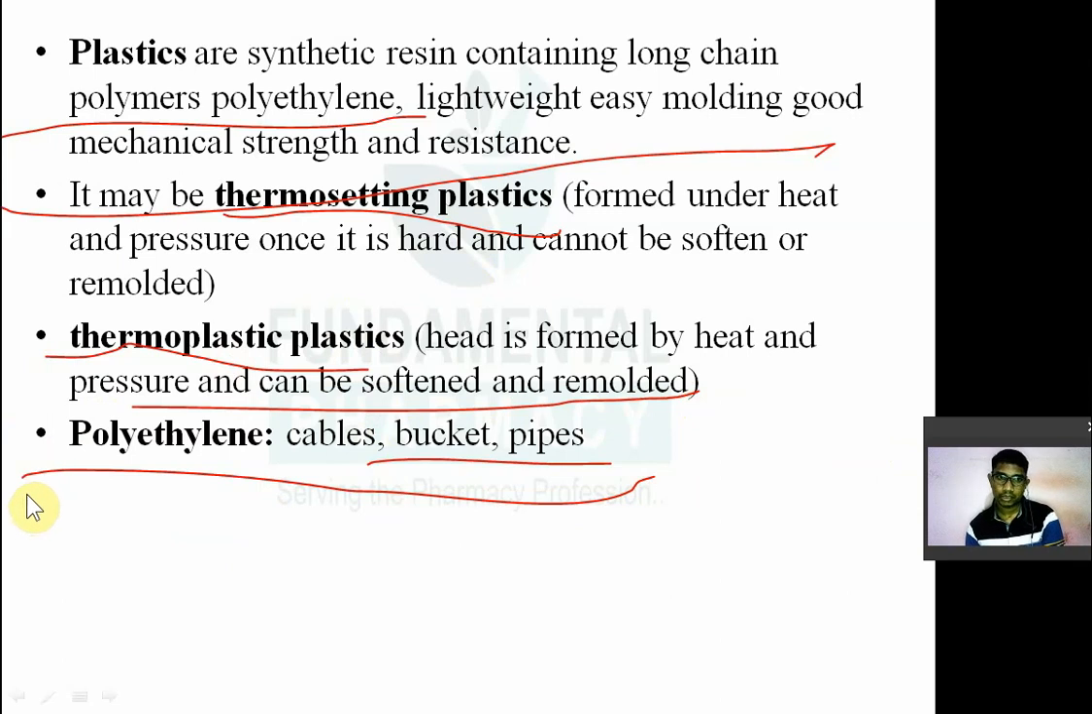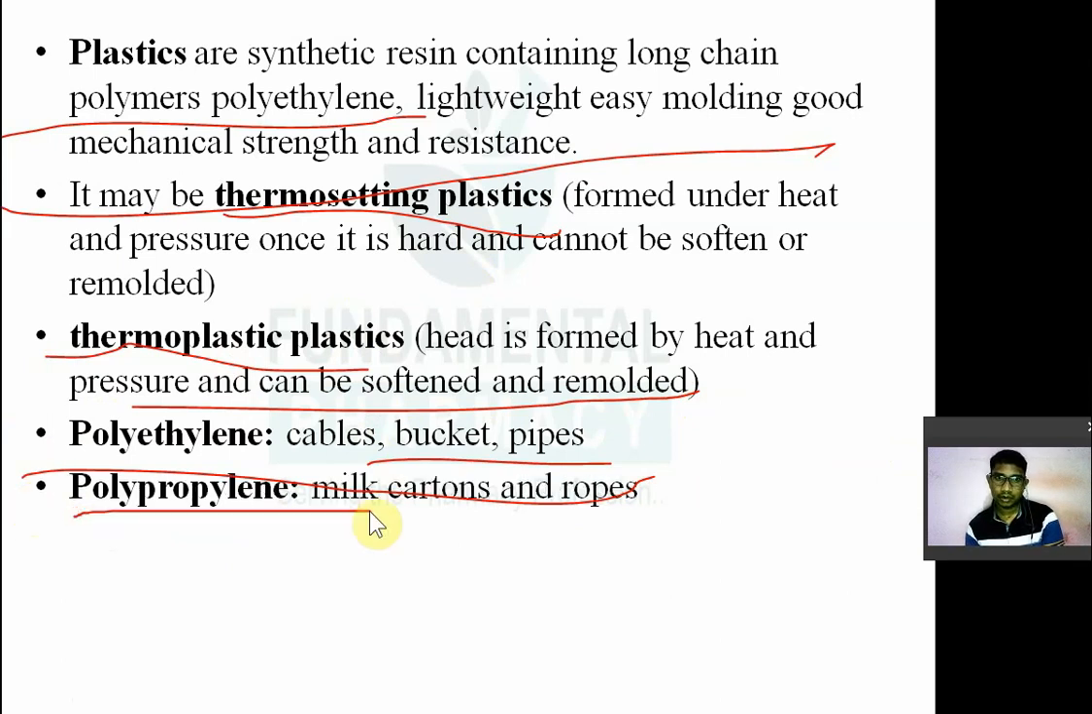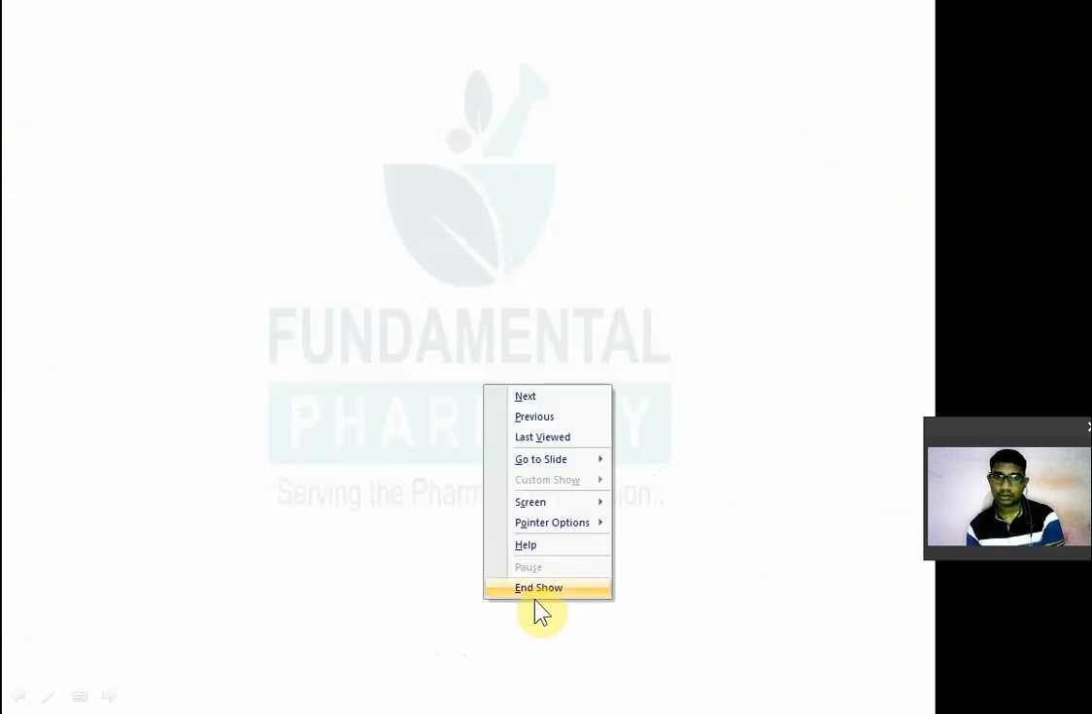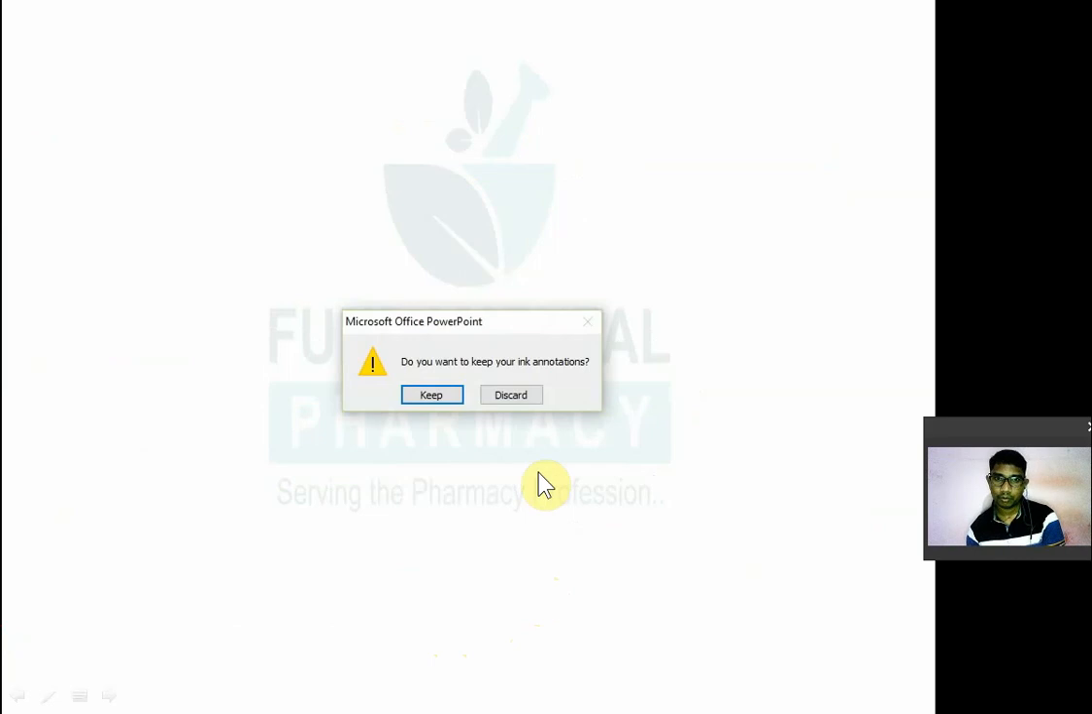Then polypropylene, milk cartons and ropes. जैसे रस्सी, और मिल्क की जो थैली आती है दूध की, वो polypropylene. Next polyvinyl chloride, PVC. So gloves, waterproof garments, they are made of polyvinyl chloride. Then Teflon is used for gasket and coating. So this was our today's session from material construction. Now we'll see the remaining points in the upcoming sessions.